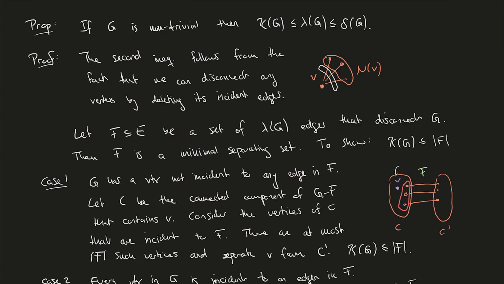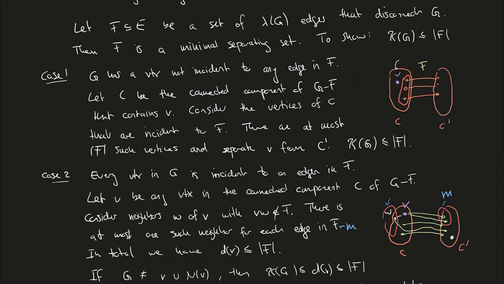Before concluding, maybe let's review what we've seen. So we wanted to show that the connectivity of G, kappa G, is less than or equal to the edge connectivity of G, which is less than or equal to the minimum degree of G. We started by observing that this second inequality just follows from the fact that we can disconnect any vertex by removing all of the edges that connect it to its neighborhood. So if we can prove the other inequality, then the entire thing will follow by transitivity.